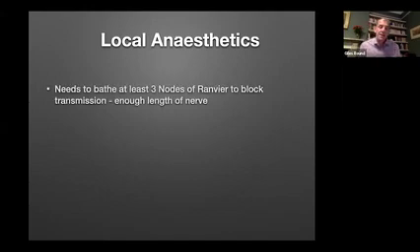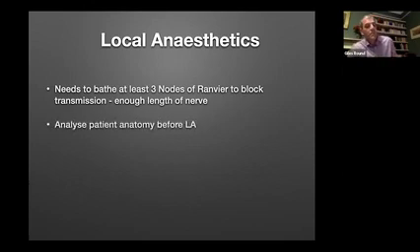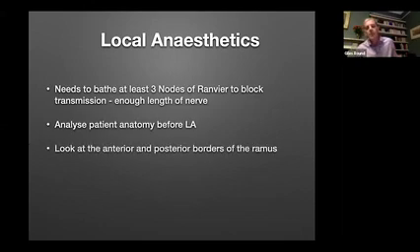Now, what we've said before is we need to block a sufficient length of nerve. Here we've looked at this statistic: it needs to bathe at least 3 nodes of Ranvier to block the transmission, and that's enough of a length of nerve. And we should know our anatomy. We should know where that foramen is that we're aiming for.